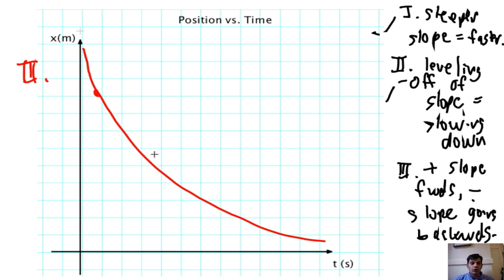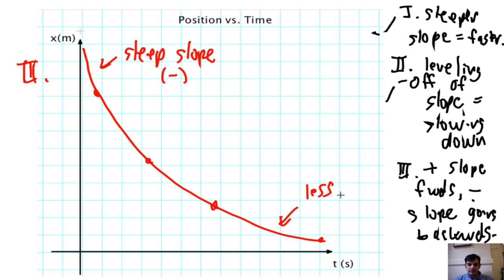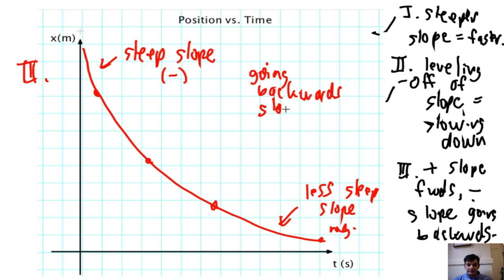Again, during this whole time, the slope is negative. But now look at this situation. Here we have steep slope that's negative. And here we have a less steep slope that's negative. So what this means is because the slope is leveling off, we're slowing down. And because the whole time the slope is negative, we're going backwards. So this situation is going backwards and slowing down. So that's Roman numeral 3. That's the third type of situation.